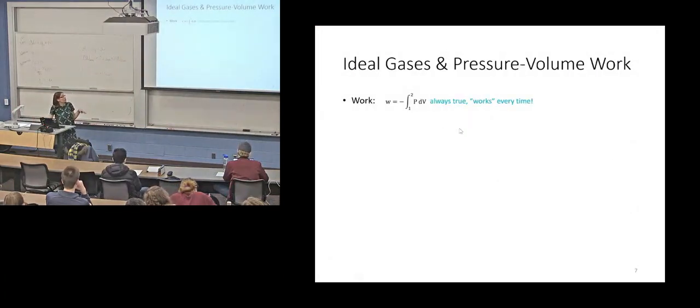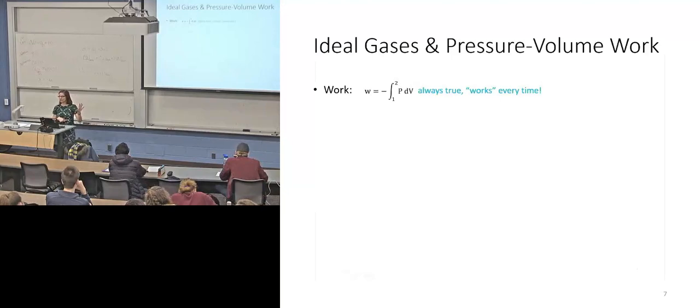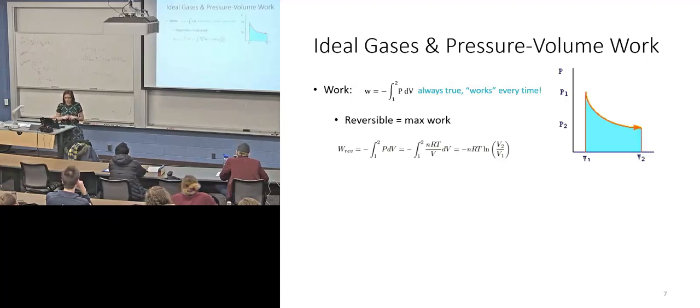This equation is always true, works every time. Work is equal to negative the integral of PdV if we're talking about pressure, volume, work. This always works. What your curve looks like changes, right? Whether it looks like an isotherm or not. Okay? So reversible represents the maximum amount of work you can do. It's that total area under the curve.